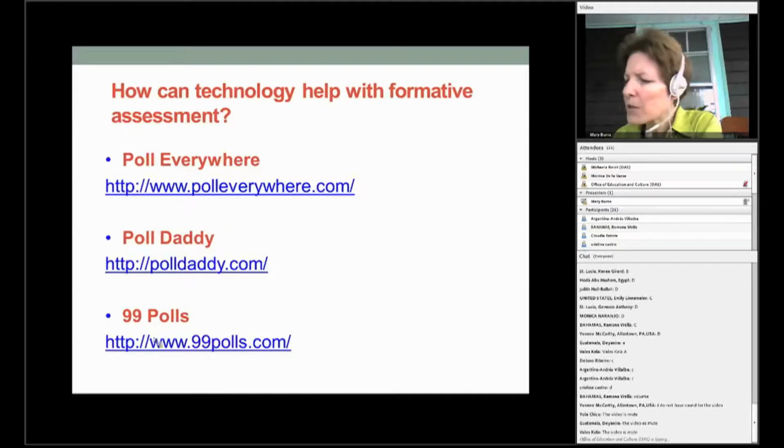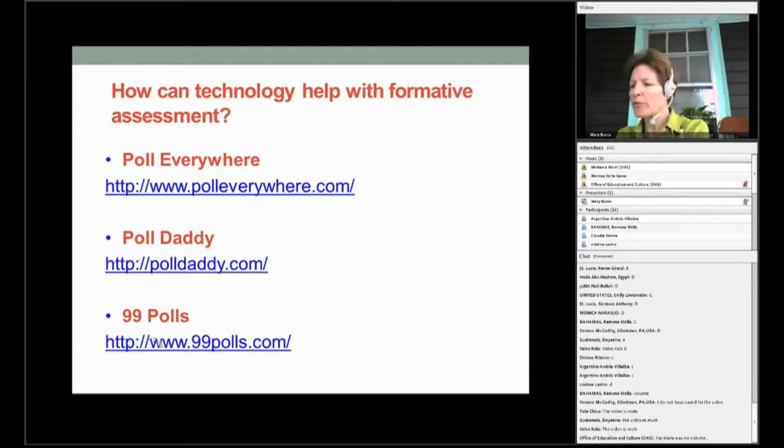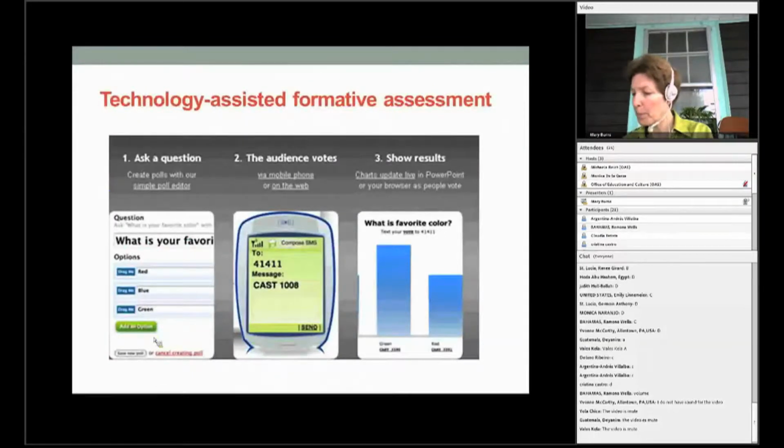Now, all of these cost money, but they do have a free basic account, which is why I included them here, where you can ask a number of questions ranging from yes-no answers to multiple choice to open-ended questions. And if students have mobile phones, and most of our students do, they can actually respond to a question with an SMS or a tweet, or they can go to the poll and respond via the website. And then teachers can display the poll results in real time and even in PowerPoint.